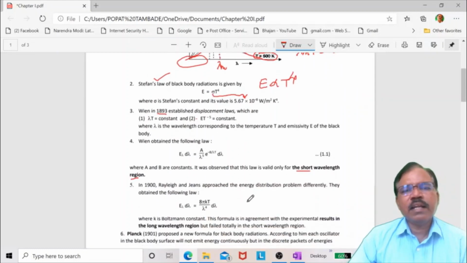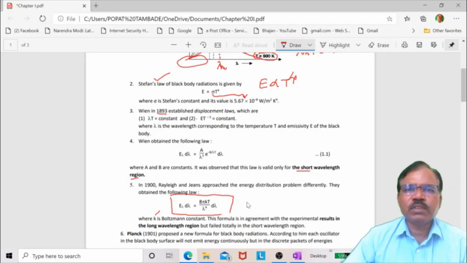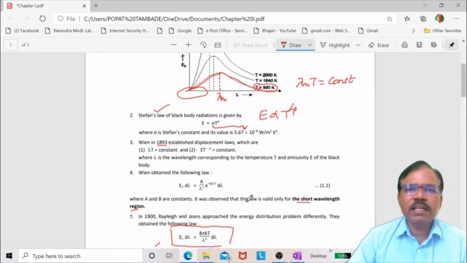In 1900, Rayleigh and Jeans approached the energy distribution problem differently, and they obtained this formula. E lambda d lambda is equal to 8 pi kT upon lambda raised to 4 into d lambda, where k is the Boltzmann constant. But it is observed that this law is valid in the longer wavelength region.